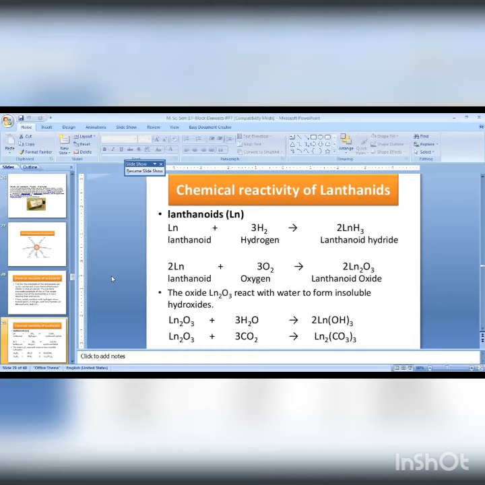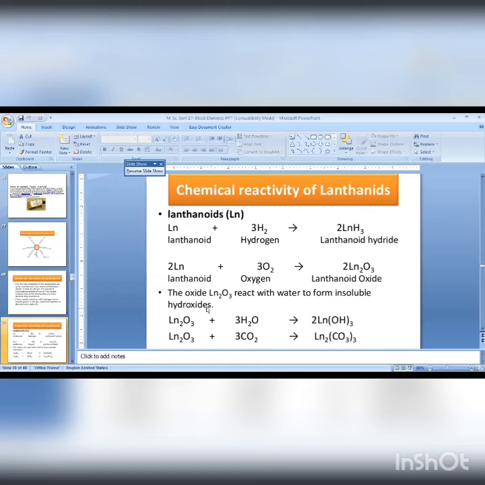Now, if we move to the reactions of all these lanthanides, either with hydrogen, oxygen, water, carbon dioxide, sulfur, or atmospheric oxygen. Here, Ln is a tripositive lanthanide element. So, for example, if we take Ce plus 3, which reacts with 3 molecules of hydrogen, they can form 2 molecules of CeH3, named cerium hydride. If we take again a similar type of lanthanide element, 2 molecules of cerium plus 3 molecules of oxygen, when reacting with cerium, they can form Ce2O3, that is cerium oxide.